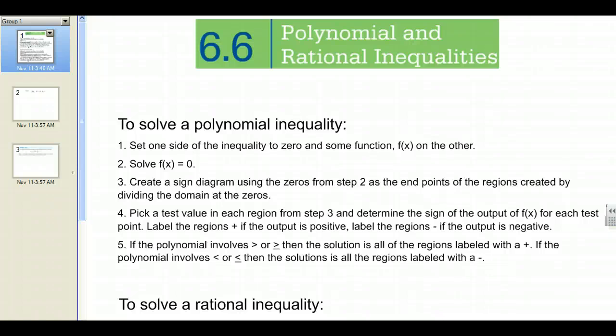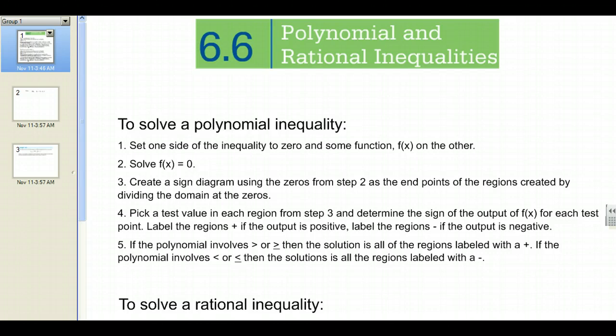And then everything comes down to what order symbol you originally have in the problem. If it's greater than or equal to, your answer is going to be the plus regions. Bracket if it's an or equal to, parentheses if it's strictly greater than. And if it's a less than or equal to, you're going to look for the minus regions. Again, bracket if it's a less than or equal to, parentheses if it's strictly less than.